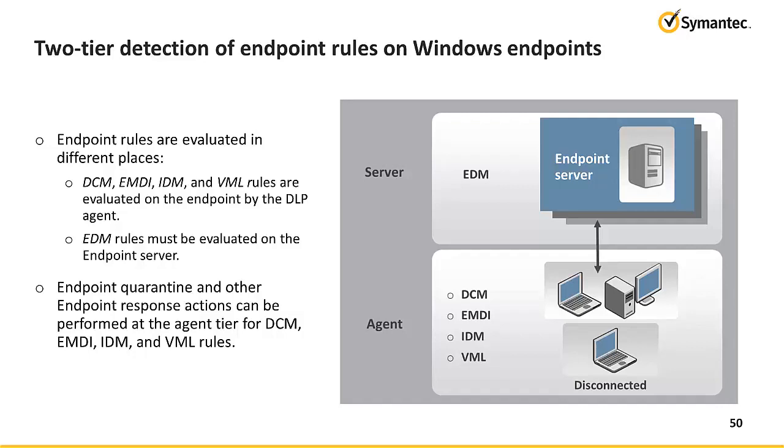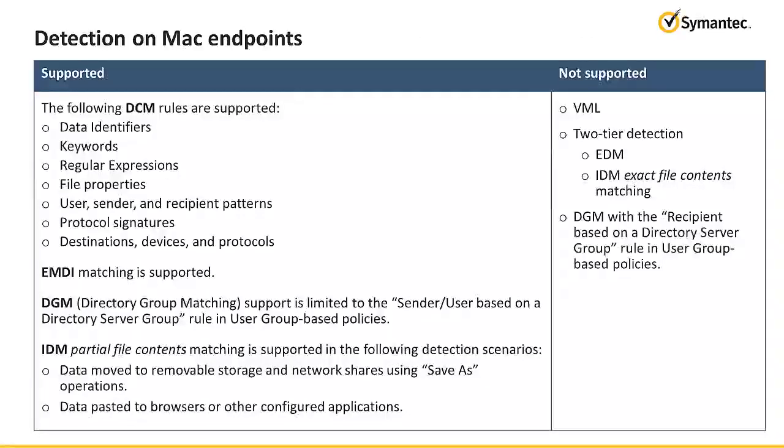It is also possible to configure two-tier IDM detection for the endpoint, where IDM rules are evaluated on the endpoint server to perform exact file content matching, or matching on 100% of extracted and normalized file contents. However, for performance reasons, Symantec recommends using local IDM matching methods on the endpoint rather than configuring two-tier IDM detection. This table summarizes the types of detection that are supported or not supported on Mac endpoints.